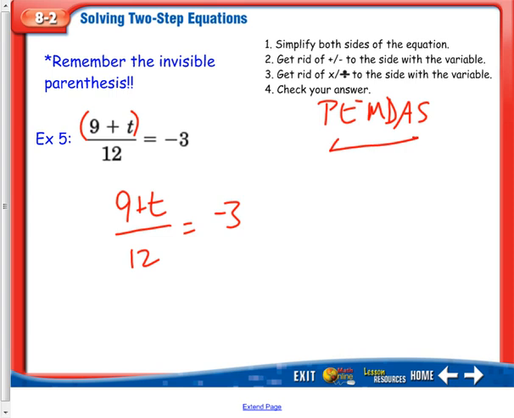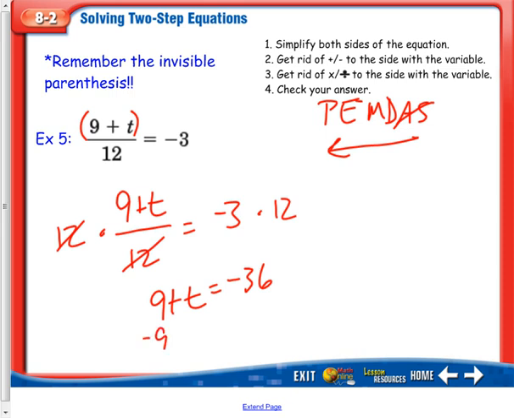Okay, we go backwards. Normally we get rid of addition and subtraction first. Well, this is inside of parentheses, so that's actually going to be the last thing we do. So we're going to skip past addition and subtraction. We're going to take care of our multiplication division. We are dividing by 12, so let's go ahead and multiply by 12 on both sides. 12s will cancel, so I'm left with 9 plus t equals -36.